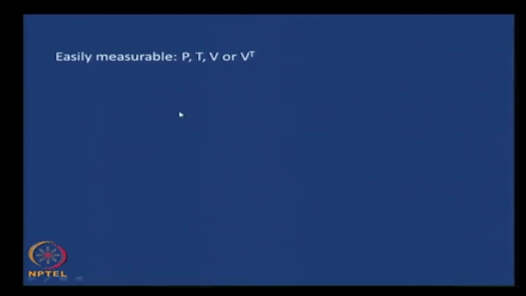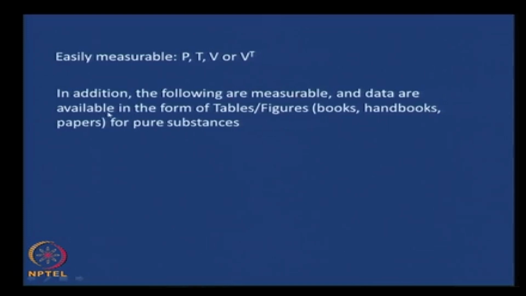Okay, to recapitulate, the easily measurable ones are P, T, V the molar volume, or Vt the total volume. In addition, the following are measurable and the data is available in the form of tables or figures in books, handbooks or papers for pure substances. Some of these are available at the back of your textbook, Smith, Van Ness and Abbott.